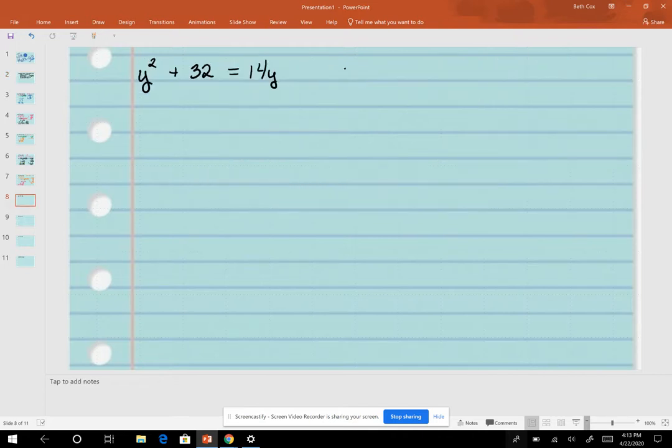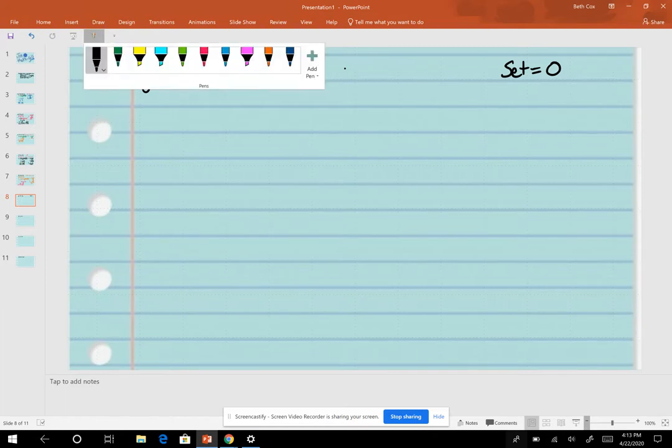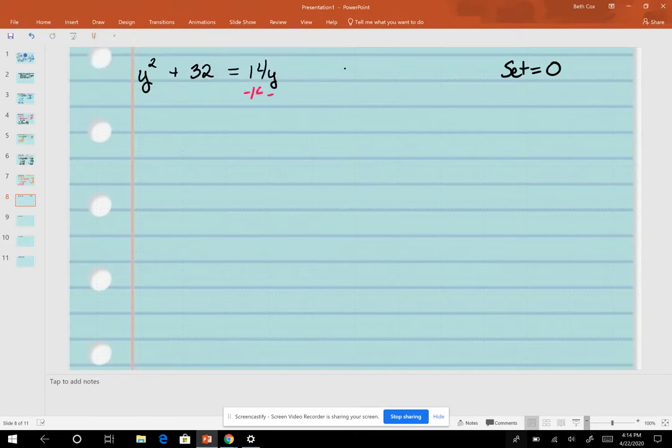Okay, so here's what I'm going to do. I'm going to make it equal to 0. That's the first step. Set it equal to 0. So to do that, I've got to subtract the 14y on both sides. Now this can be where people mess up. But remember, it's got to be in a particular order. It's got to have the y squared first, then the y term, then the constant term equal to 0.